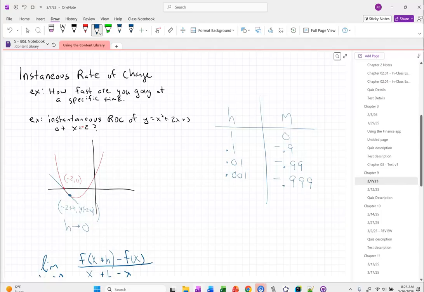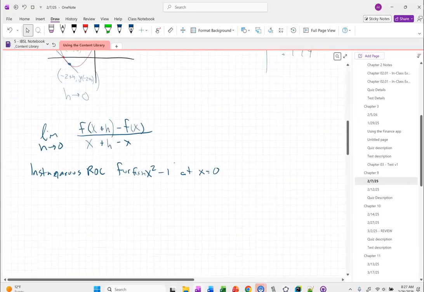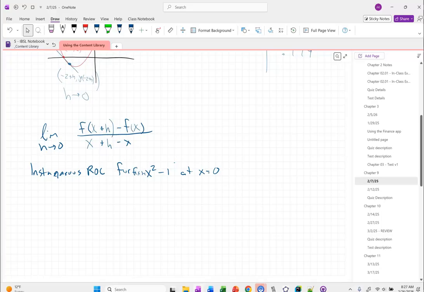What is that called that we're doing here? When we look at what's happening as one variable approaches something, what is the other variable approaching? It's called a limit. You remember that from pre-calculus last year? So in general, our instantaneous rate of change can be found by looking at the limit as h approaches 0 of f of x plus h minus f of x over x plus h minus x.